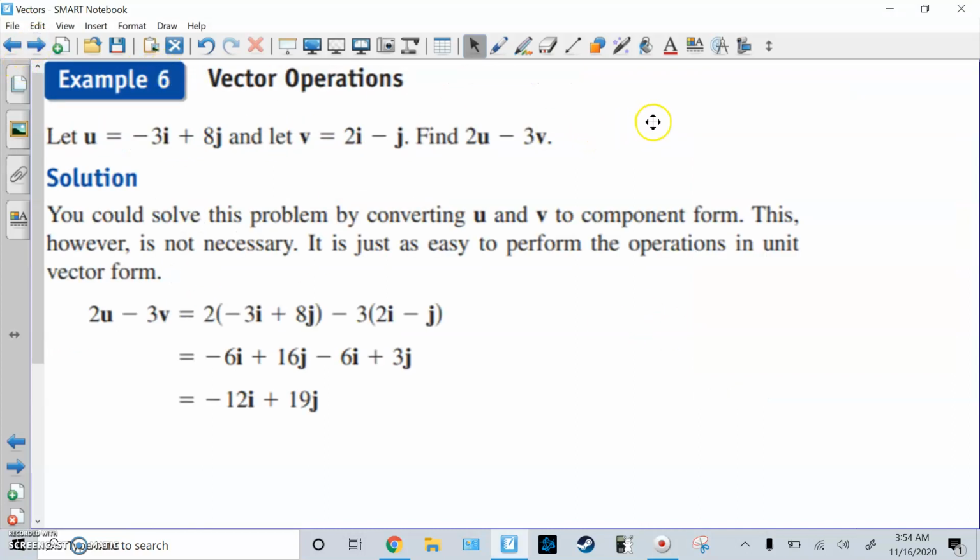Alright, here's another vector operation. You have u and v, find 2u minus 3v. You could turn this into component form, but you don't have to. You can just leave it in this vector form, because it's the same. Just distribute, combine like terms, see your answer. If you want this component form, it'd be -12, comma 19 in those sharper parentheses, also called angle brackets. There's the name.